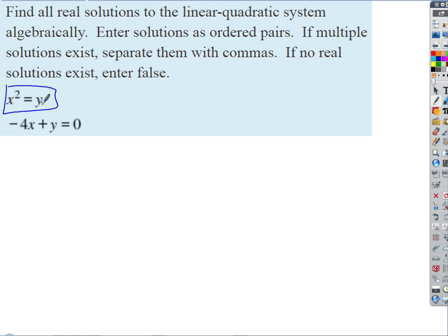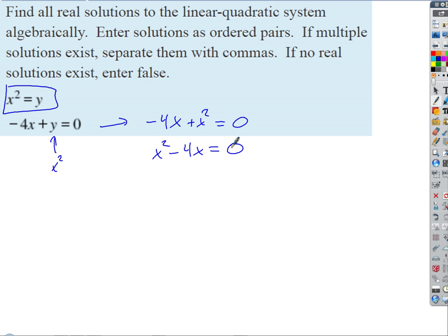So let's substitute for y. Let's substitute x squared in the bottom equation, and what does that give us? Negative 4x plus x squared equals 0. Well, let's put that into standard form. So the x squared term goes first. And then I've just got a quadratic equation in standard form that I have to solve. And that's going to give me my x value.